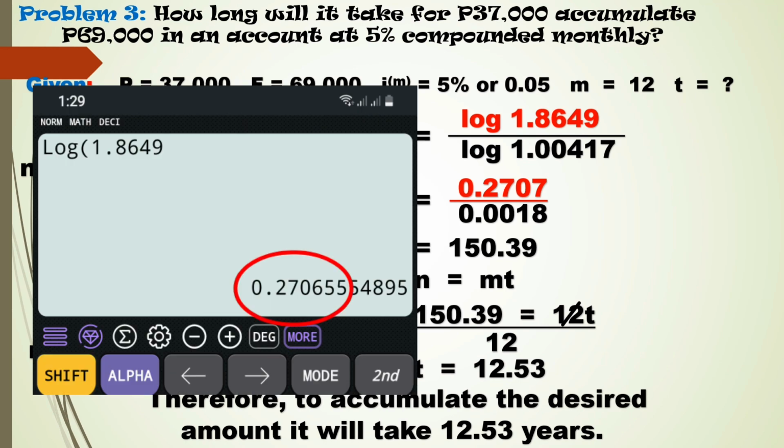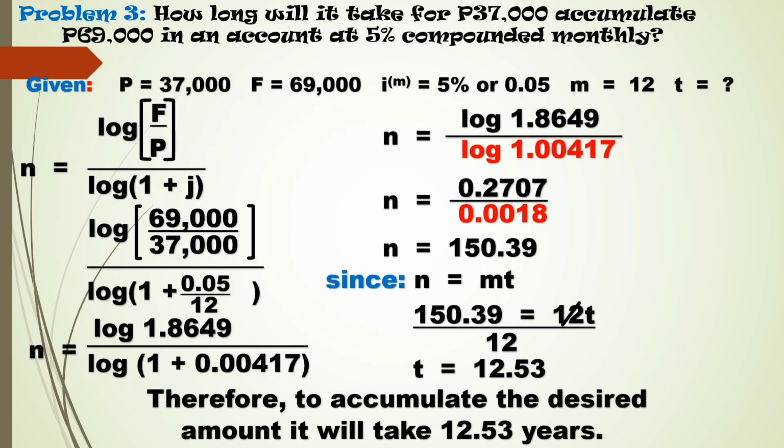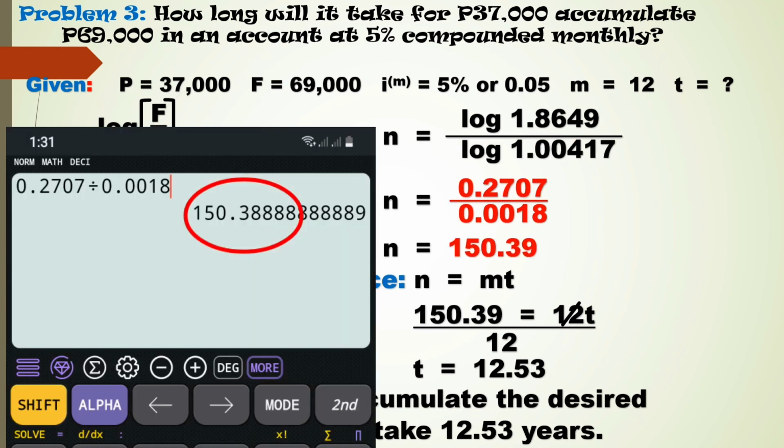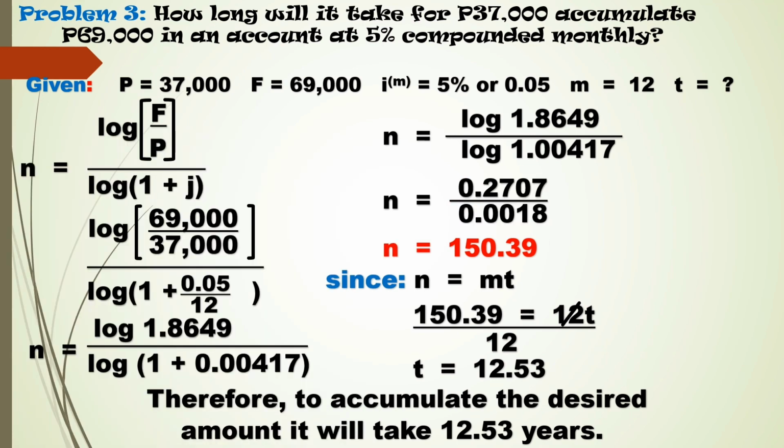Again, using a scientific calculator, get the logarithm of both the numerator and denominator. The logarithm of 1.8649 equals 0.2707. The logarithm of 1.00417 equals 0.0018. Divide the results. 0.2707 divided by 0.0018 equals 150.39. And that is now the value of n.